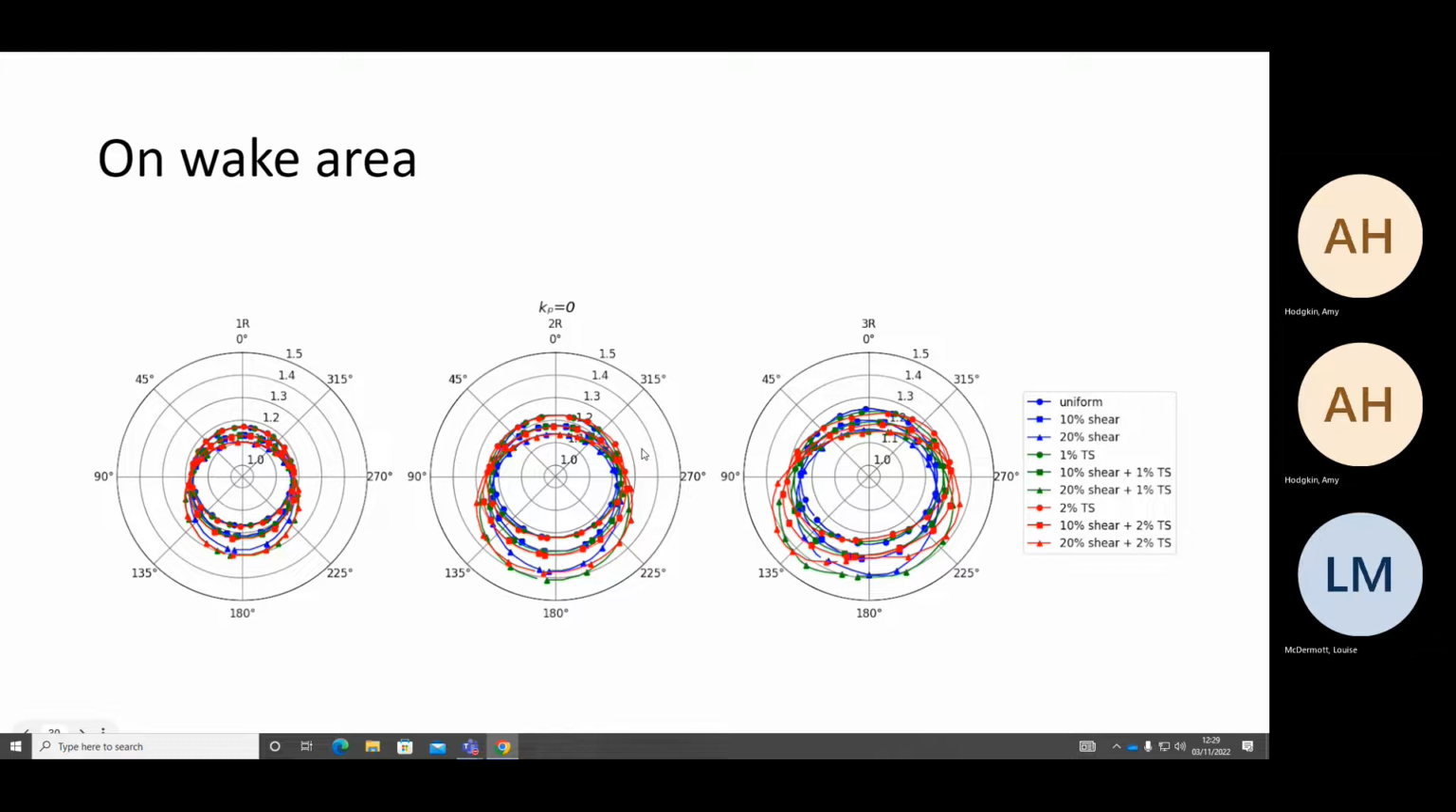So we can compare the triangle lines. You can see there's a very small increase in the radius at the sides, but it's by about 4% compared to the case without thermal stratification. So it is small, but it is there.